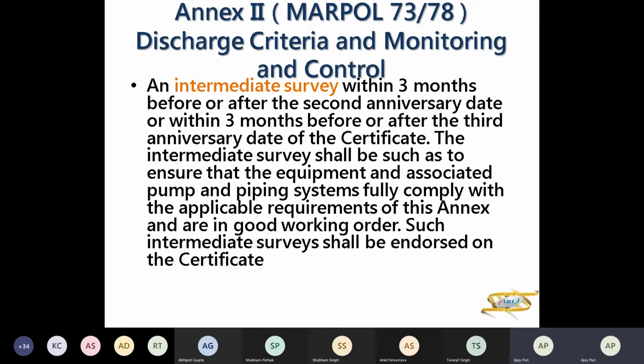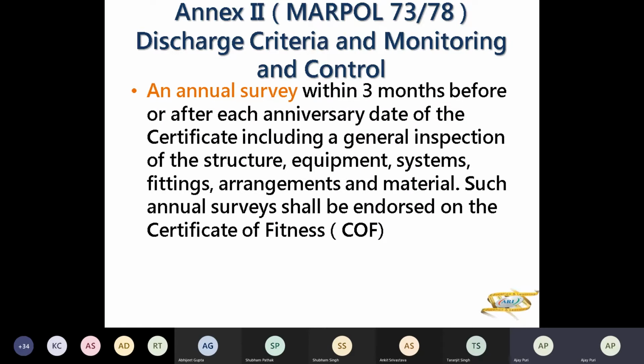Now intermediate survey, that is 2.5 years. So this will happen either in the second annual survey or third annual survey. So this is within 3 months before or after the second anniversary date, or within 3 months before or after the third anniversary date. Here the detail will not be there, but the inspection will be done of your pumps and piping system, which should comply with Annex 2. And all this will be endorsed in the certificate of fitness.